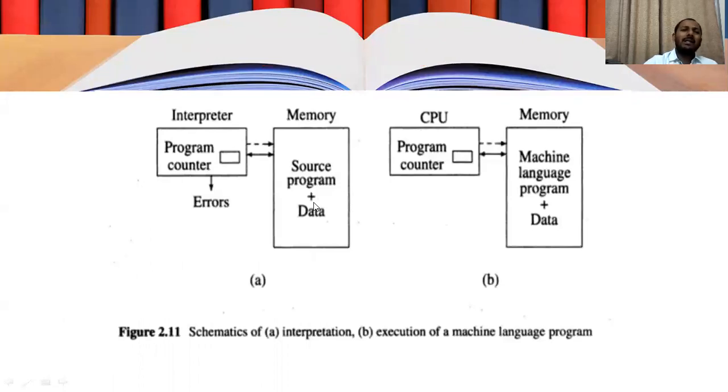So that is represented in terms of a diagram. The interpreter keeps track using the program counter, and gives errors if any. This is the memory, the main memory, which will take the source program plus data. There will be communication between the interpreter and memory, and the final output will be displayed. Now how is the track kept? The CPU will keep track by using the program counter.